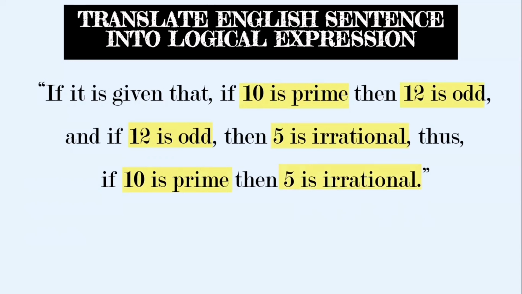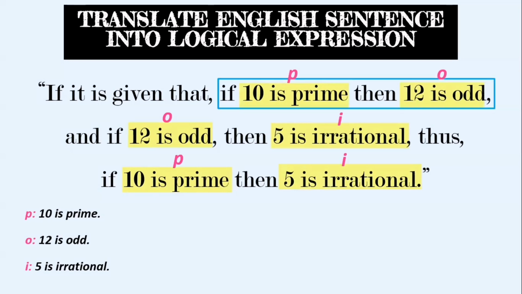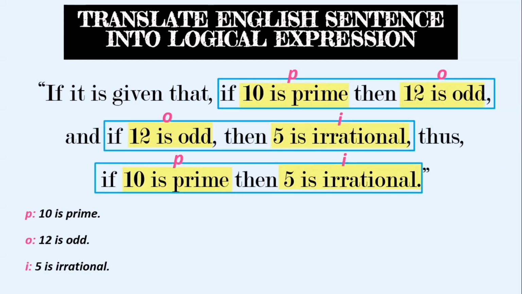So mag-assign muna tayo ng variable for every single proposition. Okay, we have 10 is prime. And then 12 is odd, let's say O, proposition O. And then 5 is irrational, let's say I. Okay. So, after nyan, tingnan muna natin yung construction ng sentence. Makikita natin dito yung PO, di ba? If, may if din siya. So, meaning to say, magkasama yan sa isang parenthesis. Ito din. Okay? So, may mga if then.